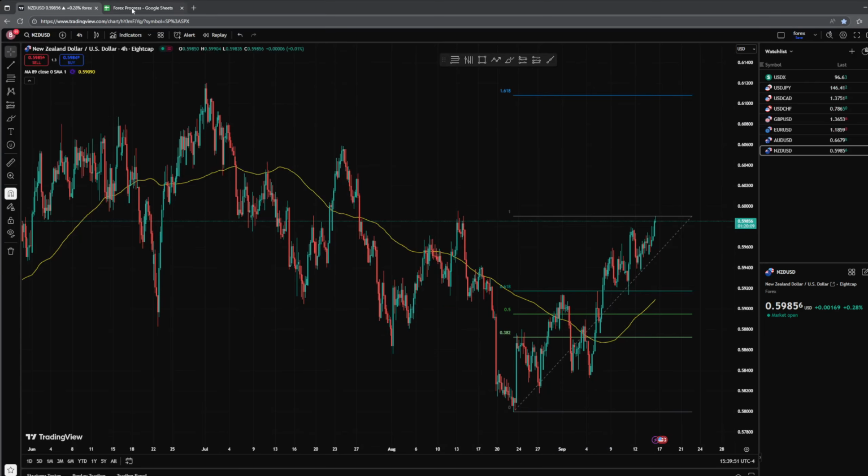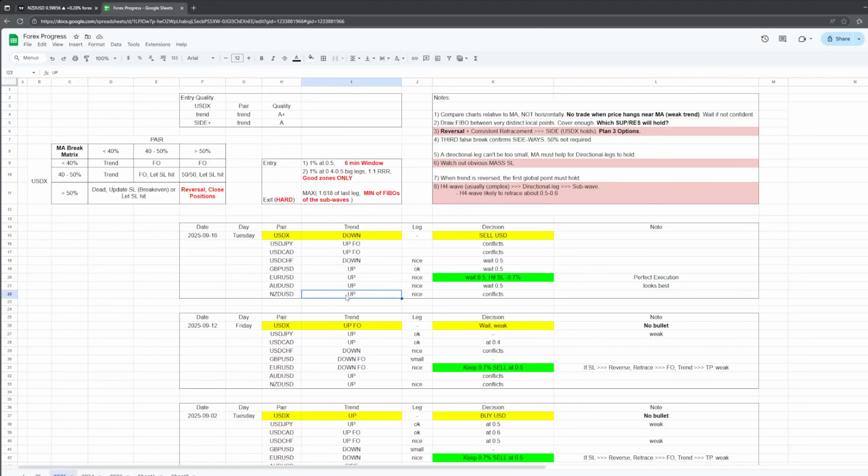So let's write it down. New Zealand dollar USD: trend is up, leg size is nice. Our decision is to wait for the 50% retracement.